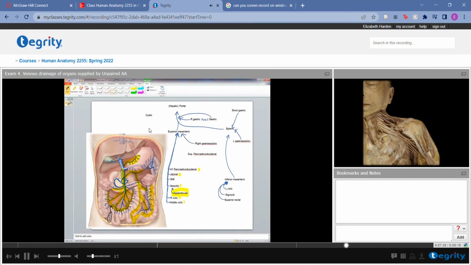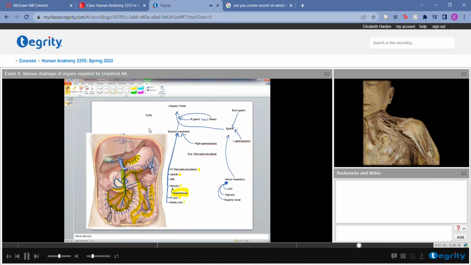That's superior pancreaticoduodenal, which also arises from the gastroduodenal if we're talking about arteries. Again, since there's no gastroduodenal vein, you can't flow right back into it. That obviously is going to be draining the duodenum as well as the pancreas. Now here's kind of a tricky one.